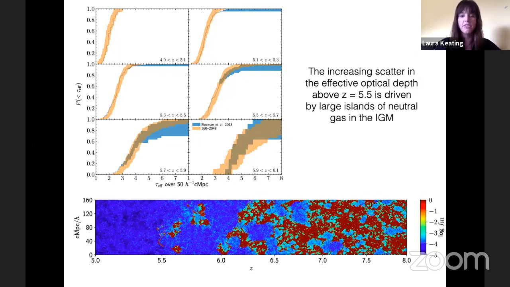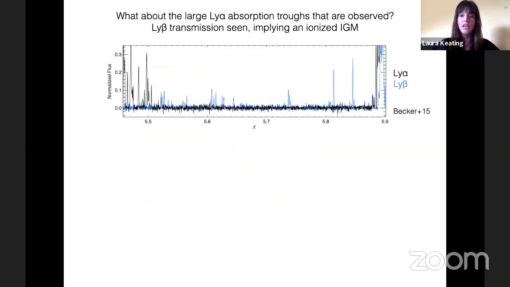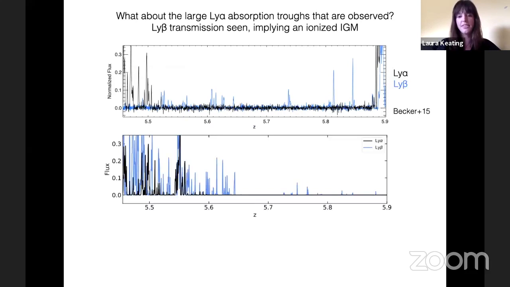So kind of above redshift 5.5, we start to get these really dark sight lines. But I also mentioned that there's these really long absorption troughs in the Lyman-alpha forest, 160 megaparsecs. And they show significant Lyman-beta transmission, implying that the IGM along these redshifts is at least partially ionized. And we can find something very similar in our simulations, where the black line there is the Lyman-alpha, completely dark, and the blue is the Lyman-beta, and you can see we do get some transmission.